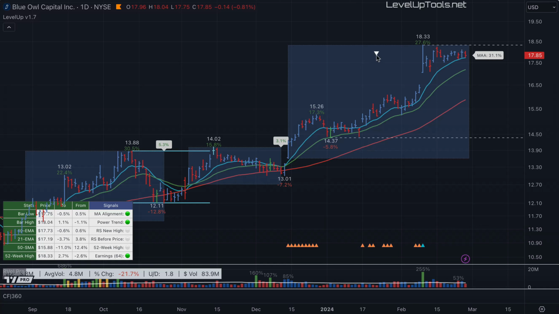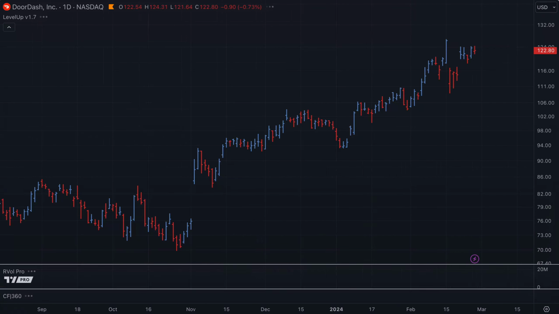The same idea can apply to a marked high. So the price hit this high, that was the most recent marked high, and you can see it's acting as an area of resistance right here while the price consolidates sideways. Let me bring up another chart and show you another example.